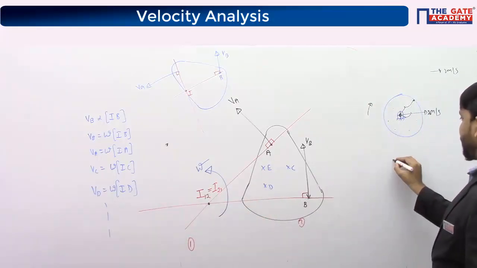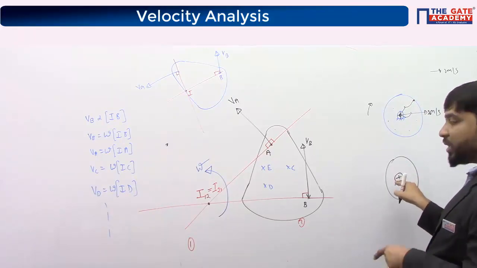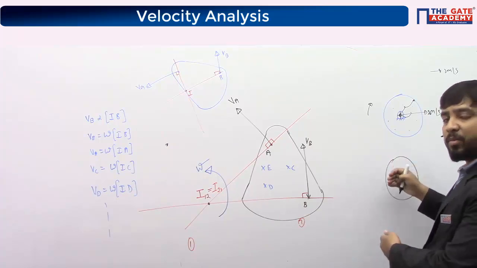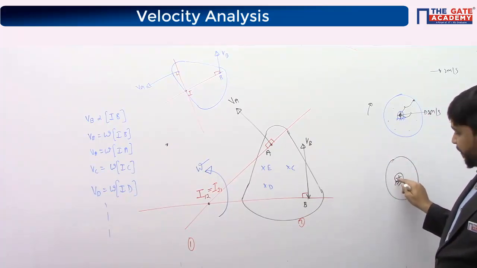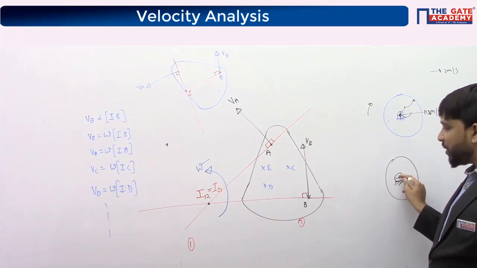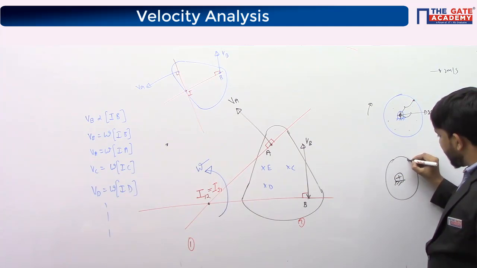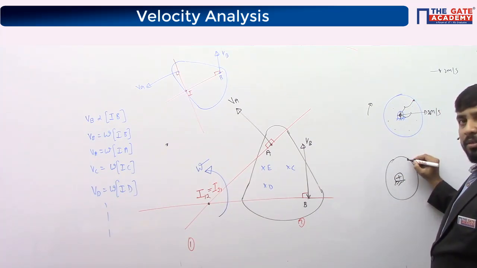So here I am saying for the disk, if this is the center of rotation for the disk, the velocity of this point on the disk will be the same as the velocity of the coincident point on the board. What is the velocity of this point on the disk? 0. What is the velocity of the coincident point of this point on the board? That is also 0. What is the velocity of this point on the disk? R omega. The velocity of the coincident point is 0. Are you getting my point?